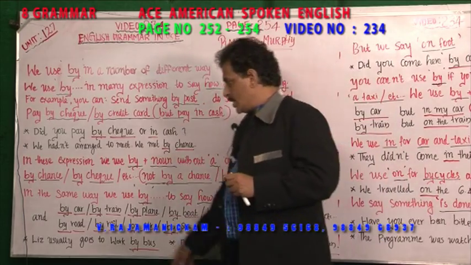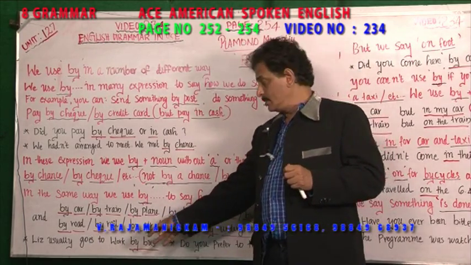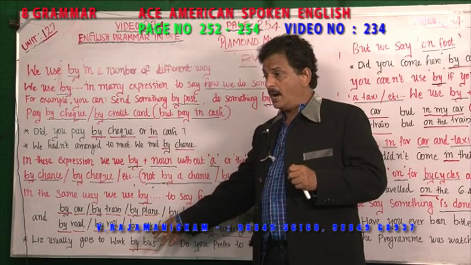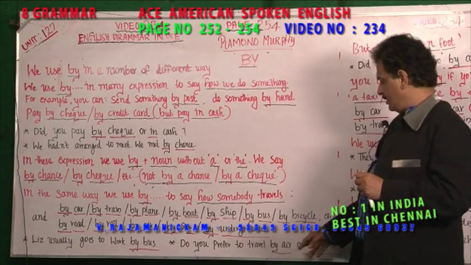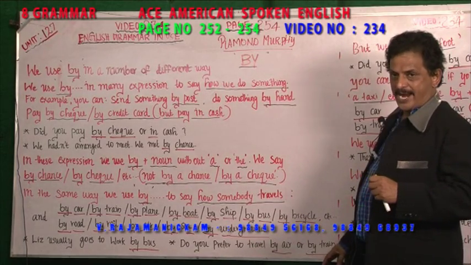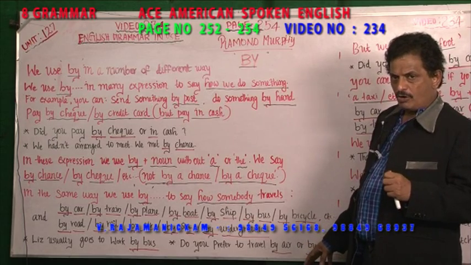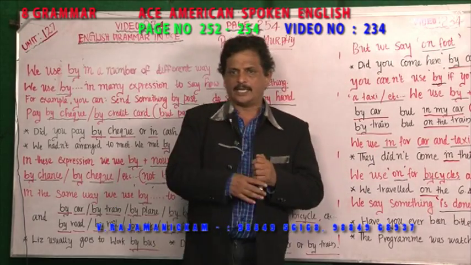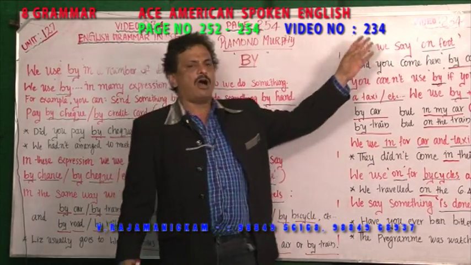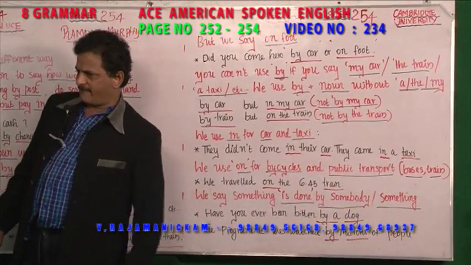Next, Liz usually goes to work by bus. Do you prefer to travel by air or by train? So, "by". But we say on foot. You don't say "by foot". I walk on foot. I don't say I walk by foot.